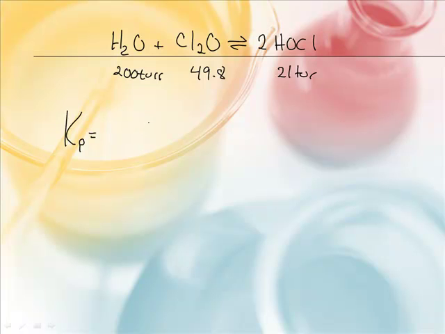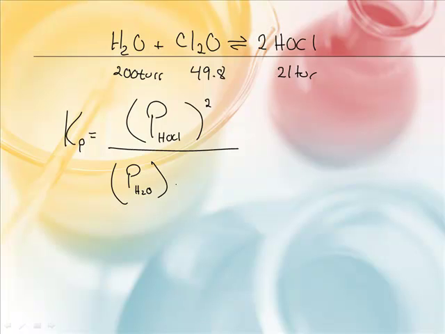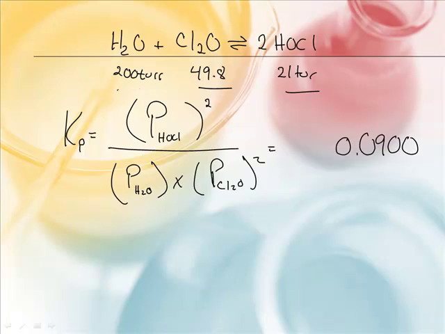It would, of course, be the products over the reactants, so the partial pressure of the HOCl squared divided by the partial pressure of the water, to the first power, times the partial pressure of the Cl2O squared. And the K value is given as 0.0900. So we're going to plug in these numbers and compare it to this number, and then we'll talk about what it means.